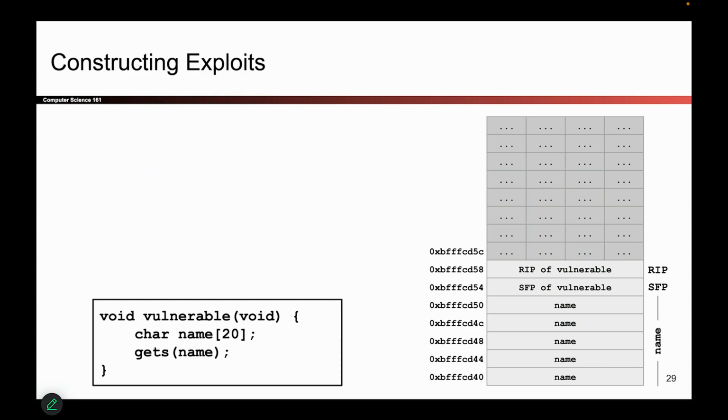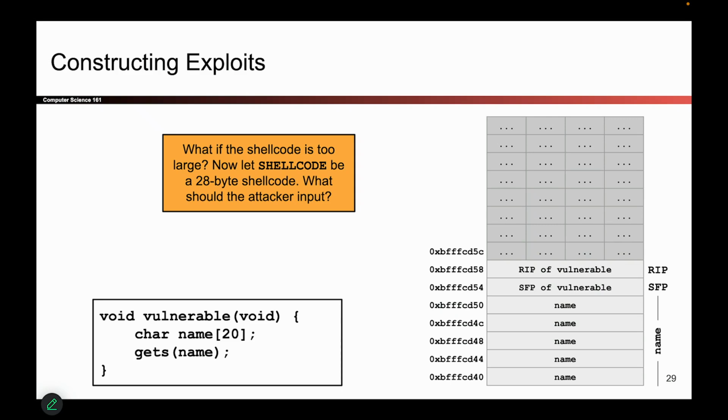Okay, so let's get a little bit trickier. What if instead of the shellcode being 12 bytes, what if I said that the attacker wants to execute shellcode that's 28 bytes long? So the attacker wrote some code that they want this program to execute, compiled it into x86, assembled it into ones and zeros, and the resulting machine code is 28 bytes long.